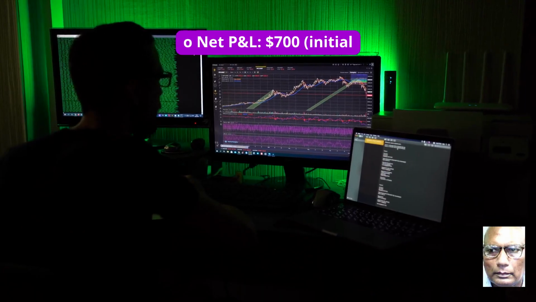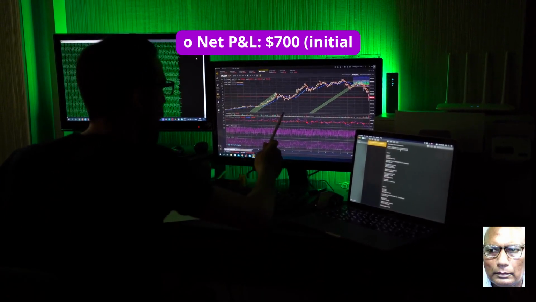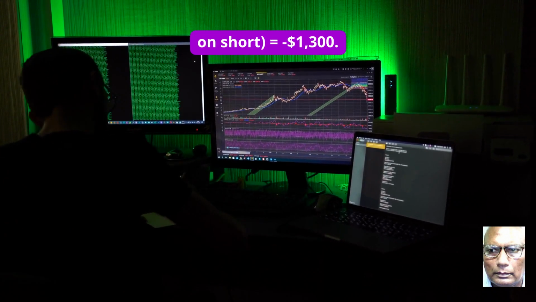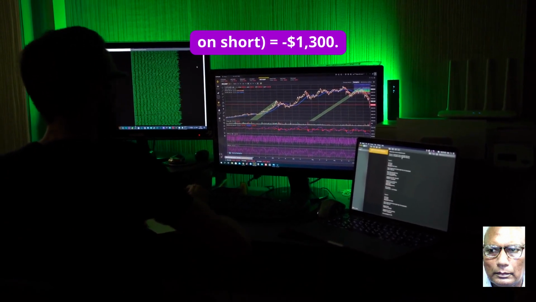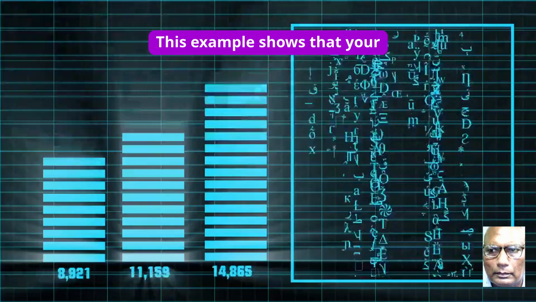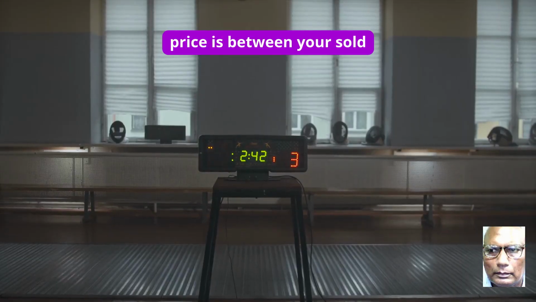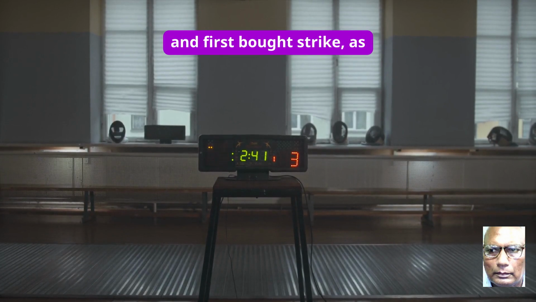Net P&L: initial credit $3,000, loss on short $2,000, minus $1,800 and $800, equals about $1,300 loss. This example shows that your maximum loss can occur if the price is between your sold and first bought strike, as the bought calls don't fully offset the short call's loss.